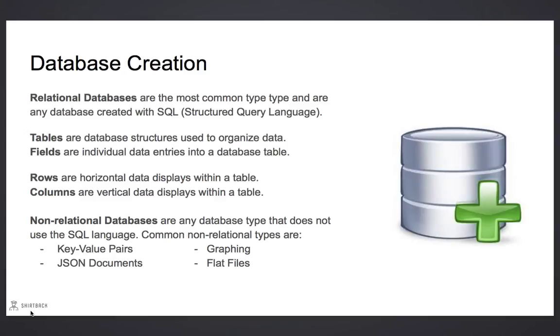A database table is segmented into rows and columns. Rows are the horizontal data displays within a table. Columns are the vertical data displays. A non-relational database is any type that does not use the SQL language. Some common non-relational database types include key-value pairs, graphing, and flat files.